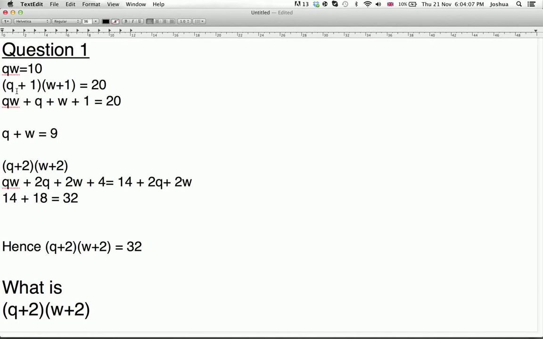After expanding the left-hand side, we obtain, and then we can substitute from equation 1 and we'd get Q plus W equals 9. Now, if we were asked to find the value of Q plus 2 times W plus 2, you can expand it to QW plus 2Q plus 2W plus 4. Rewriting, you can then substitute to get rid of the QW. It tells you to substitute both equations 1 and 3 at the same time, rather than how I did it. I did it first equation 3 and then equation 1.